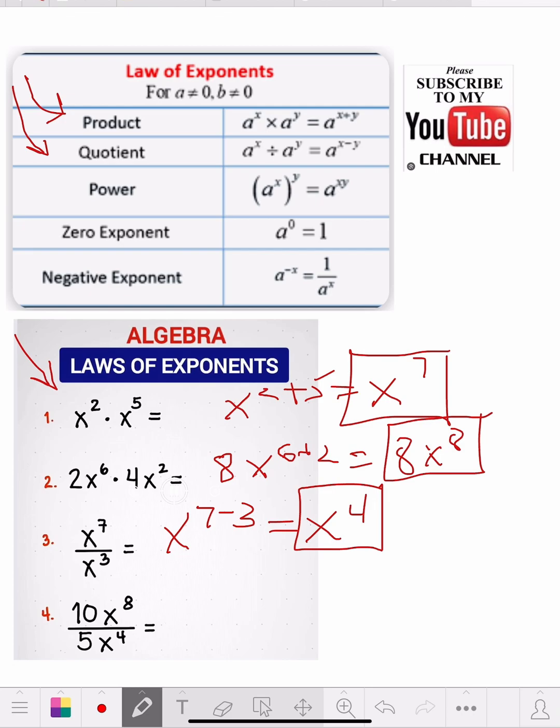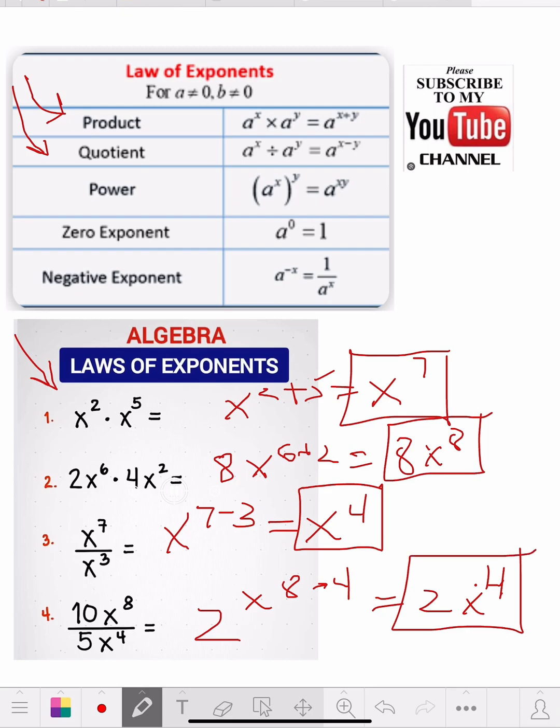Okay, we got 10 x to the 8th over 5 x to the 4th. Okay, hey, let's just do the 10 and the 5 first. We know that's going to be 2. Okay, now we got x to the 8th minus 4 equals 2 x to the 4th. And that's it. That was all there was to it, okay? That was relatively easy, okay?